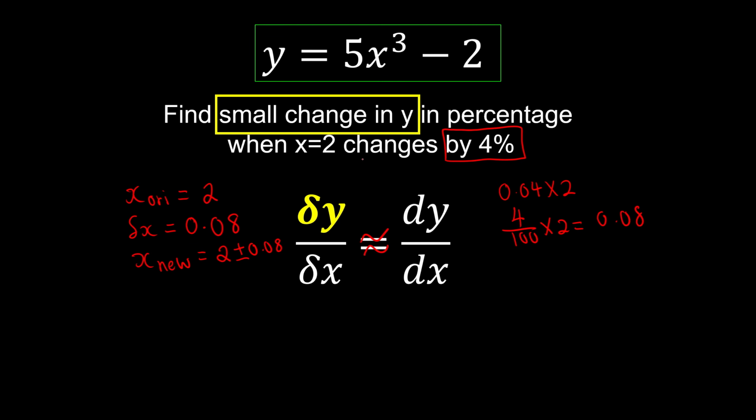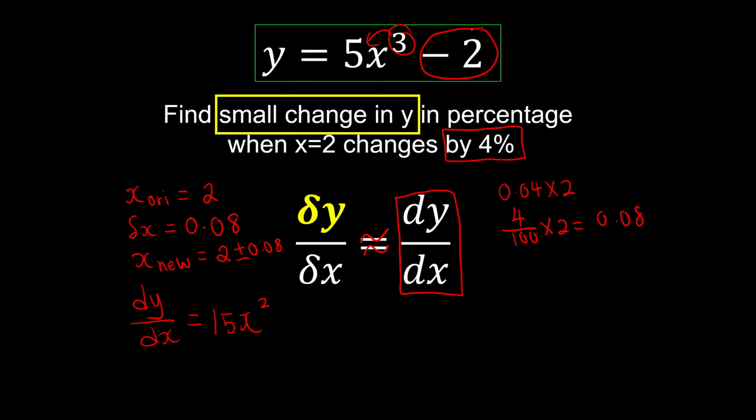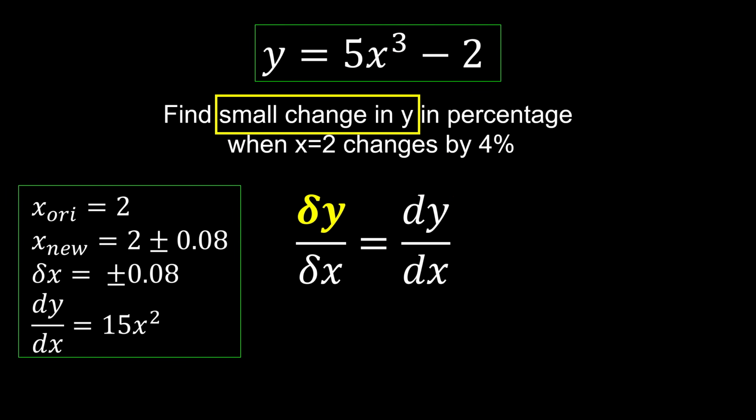But in order to find the small change, we also need the derivative of this equation. The derivative of 5x cubed: the 3 comes down, so 5 times 3 is 15, and the power is reduced by 1. This is why we have 15x squared. The constant is just nothing. So dy over dx is equal to 15x squared. Usually you need to keep track of this information before you start. Once we have everything, we can just substitute it.